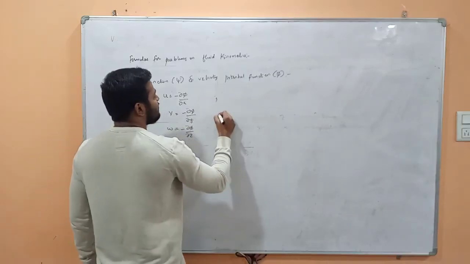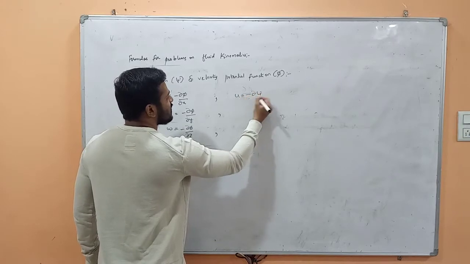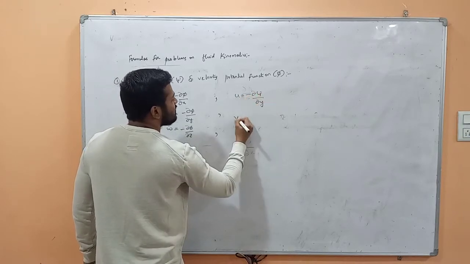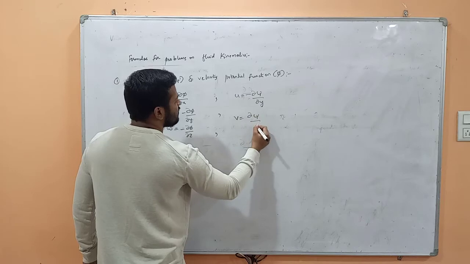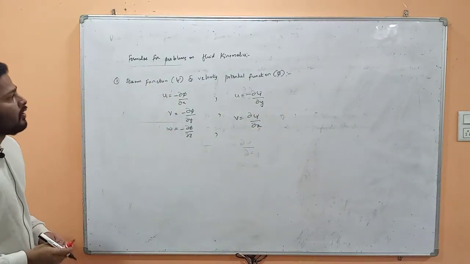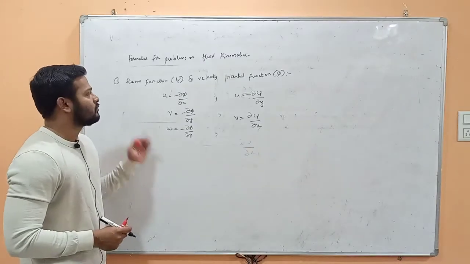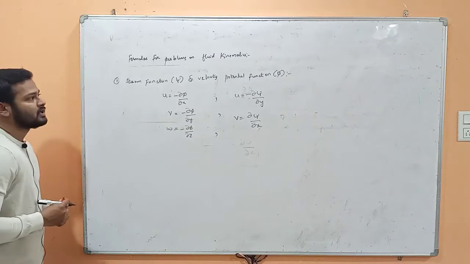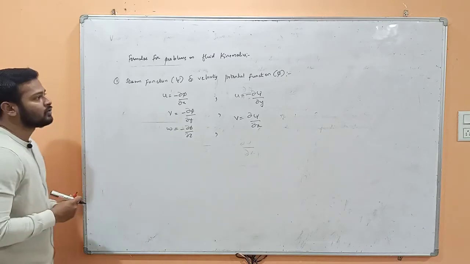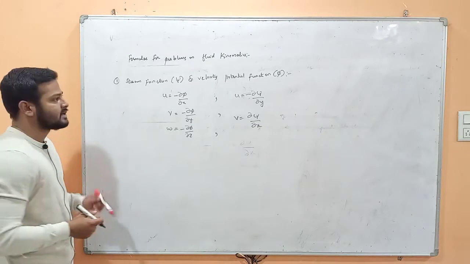And what are the stream function formulas? U is equal to minus dou psi by dou y and V is equal to dou psi by dou x. Okay, these are very important. Almost in every paper you can expect one problem based on these formulas. So that is velocity potential function and stream function. You can go through the previous papers and hopefully I'll be solving the problems from the previous papers as well.